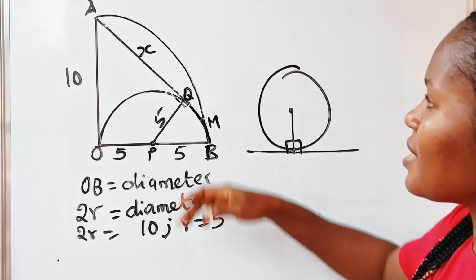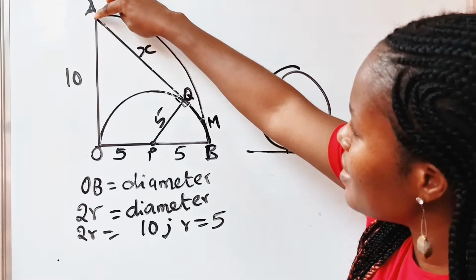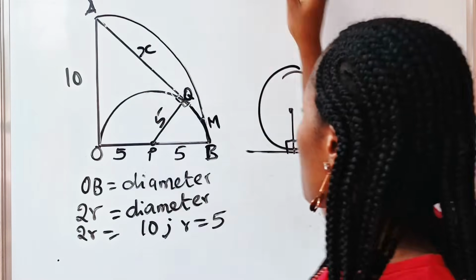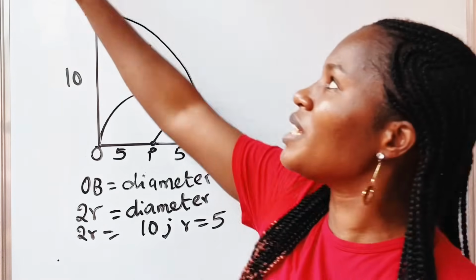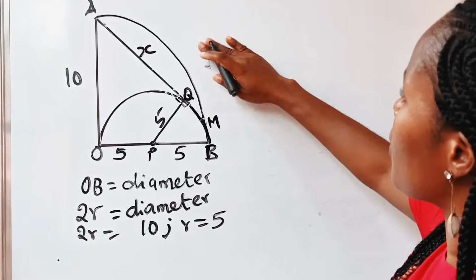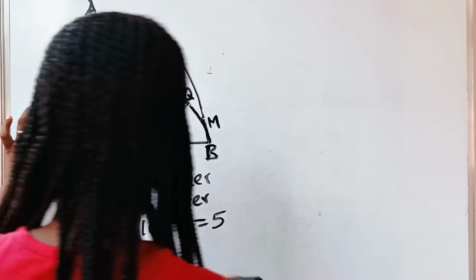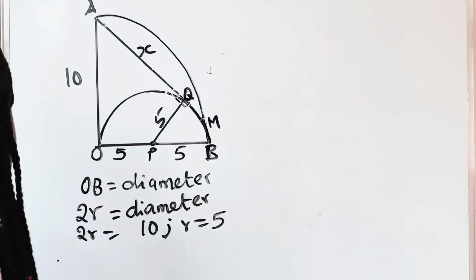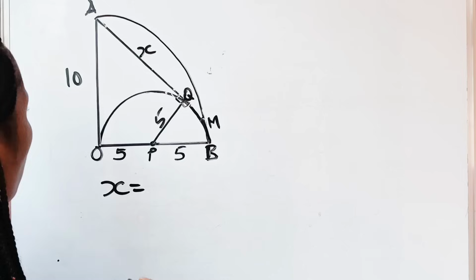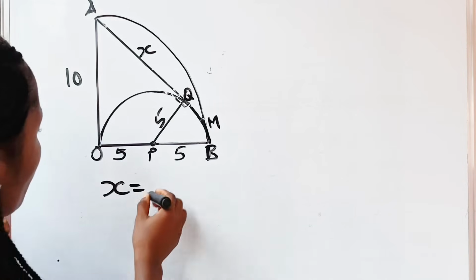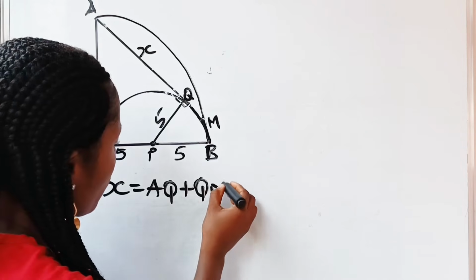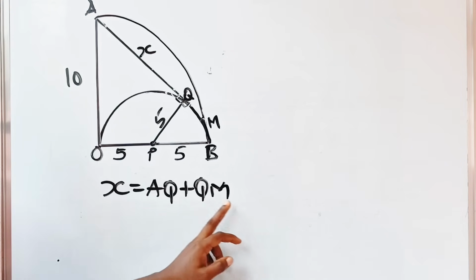Now, it simply means that the x we are asked to find, the line from here to M, is our x. Let's see what we need to do about it. Let me write it here, because it's very important that we know and keep seeing what we are trying to do. So our x is equal to AQ plus QM. AQ plus QM.